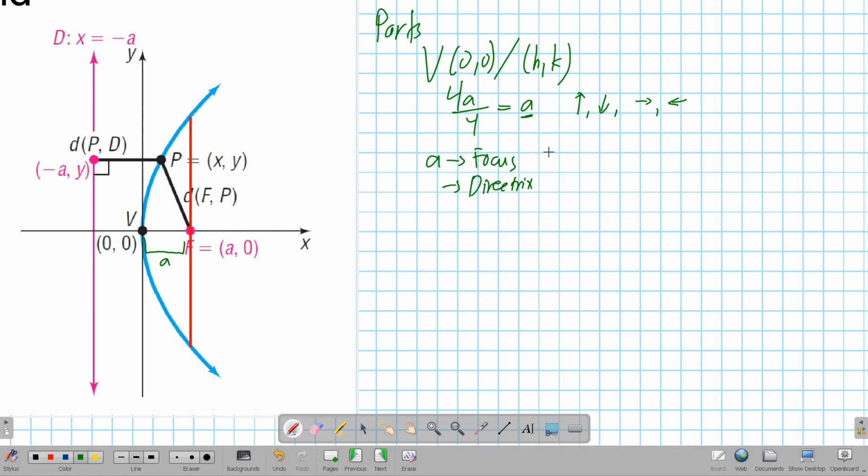Say, for example, if your focus is at a, 0, then the directrix will be x is equal to negative a. If your focus is somewhere else, then you go a units from the vertex in the opposite direction, and that's where your directrix would be also.